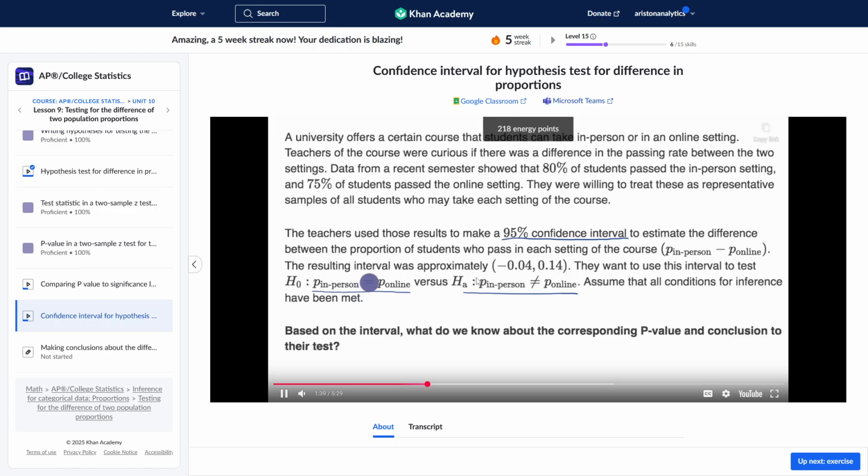All right, so what's interesting here is this confidence interval. This is the proportion of students who pass, so obviously you can't really have a negative proportion. On the high end, 0.14, it's like 14% of students are passing. So let's use a confidence interval to think about a hypothesis test.